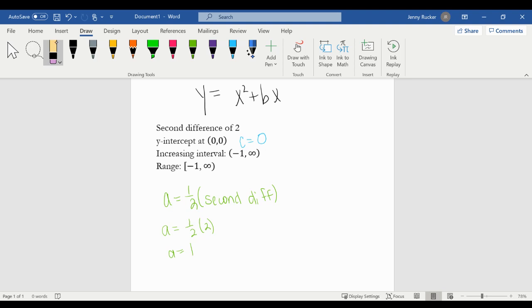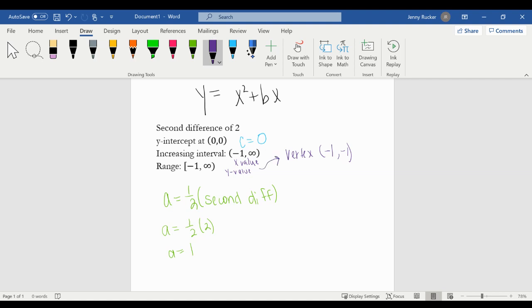My next key feature is an increasing interval of -1 to infinity. That means that my vertex must have an x value of -1 because that's the turning point. My range is -1 to infinity. This gives us the y value of the vertex. So we were able to get the x value of the vertex from the increasing interval and the y value of the vertex from the range.